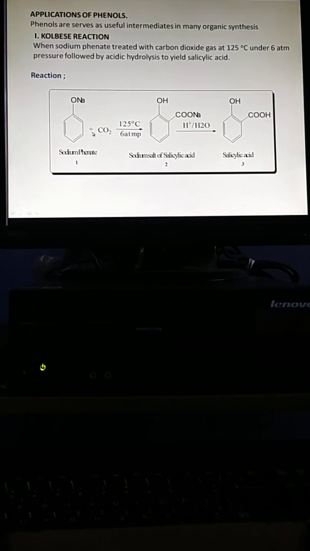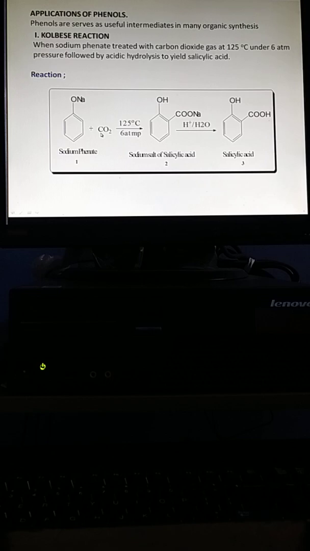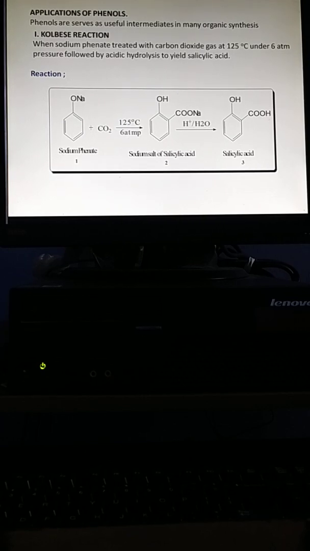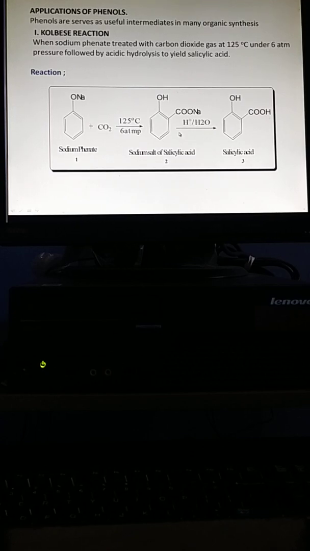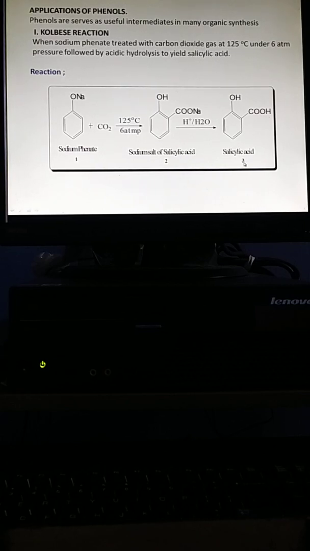When the sodium phenate is treated with carbon dioxide at 125 degree centigrade and under 6 atmospheric pressure, it results in the formation of the sodium salt of salicylic acid. The acid hydrolysis of this sodium salt results in the formation of salicylic acid, that is structure 3. So this is the product of the Kolbe reaction.